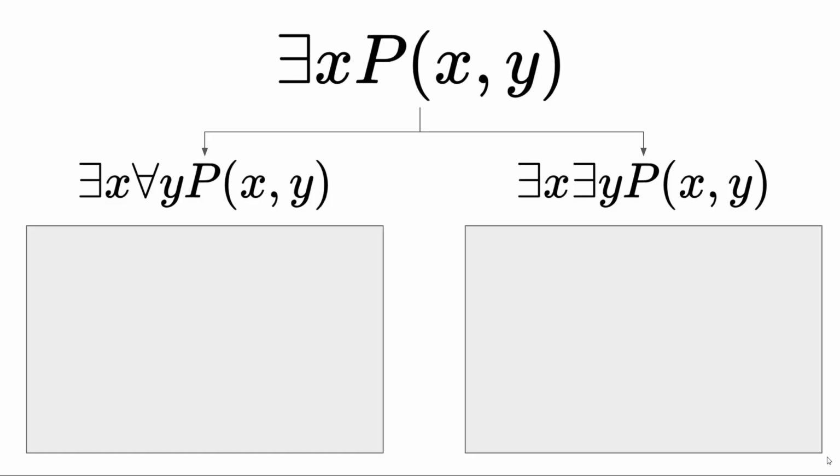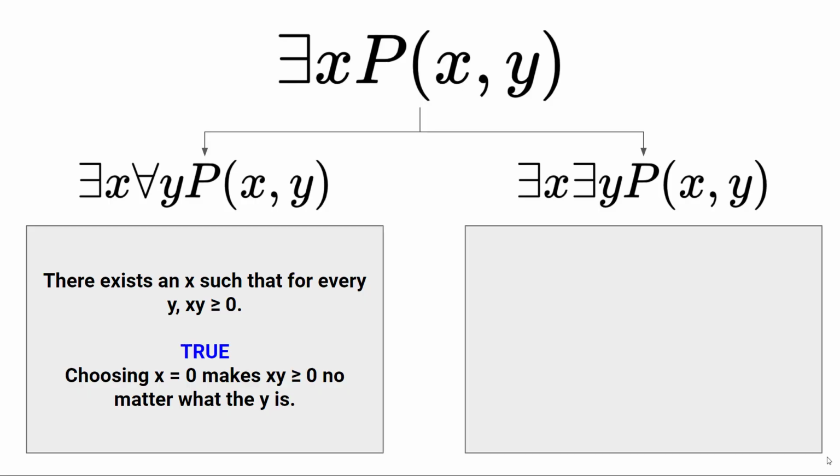There exists an x such that for every y, P of xy is true is in fact a true statement. The statement is claiming that at least one x exists such that x times y is bigger than or equal to 0 no matter what y you choose. And that's true. Can you guess what x value it is? It's x equals 0. If you choose x equals 0, then x times y is 0, which is bigger than or equal to 0 for every single y value.